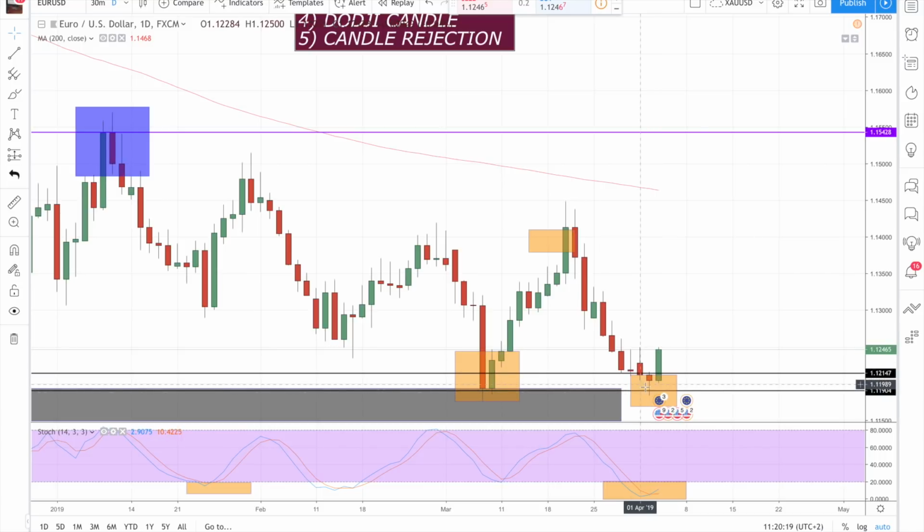But when it touched the support, I opened several positions on my two accounts. So I have my small account, which is 800 grand, and I have another account, which is my biggest one with 1 million over here. And I put 200 lots. So I will show you everything.